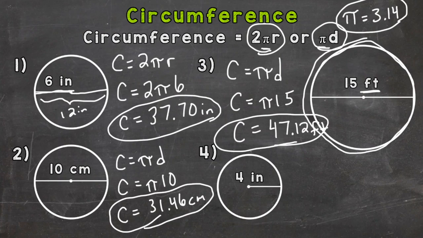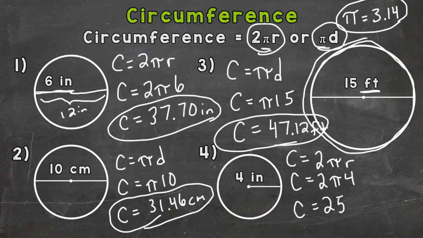Number 4, let's start with the formula. Circumference equals 2 times pi times the radius. Then we plug in the radius of 4 inches, so 2 times pi times the 4-inch radius. And we calculate, and we get an answer of 25.13, and this is inches.